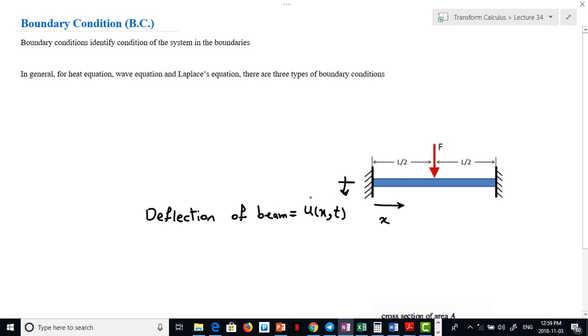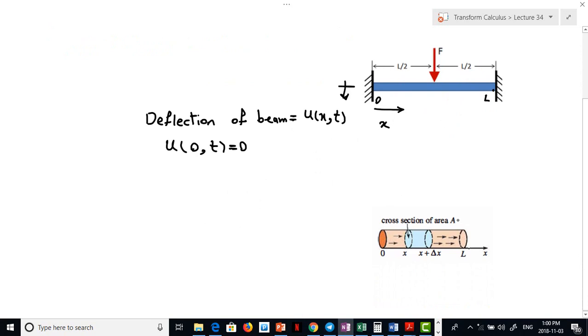So you can see that at this point, which is 0, and here the length of the beam is L. For example, u at 0 and t in one boundary is always equal to 0. Why? Because we don't have any deflection at the boundaries, at x equal to 0, or even at x equal to L. So we have u of L and t equal to 0. So it's another boundary condition. We can have boundary conditions for the rod and heat equation as well.